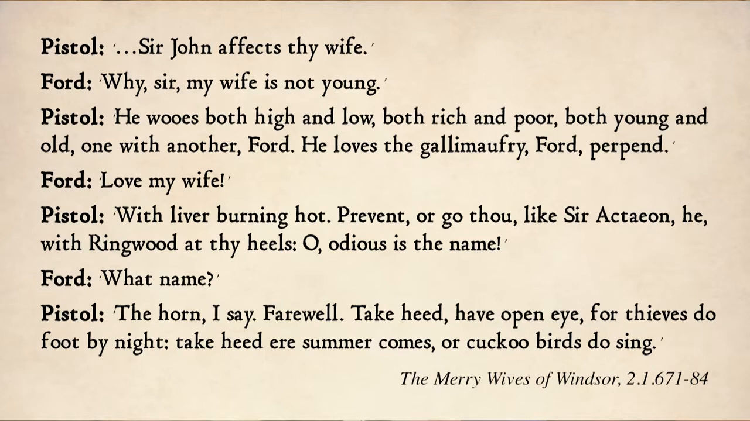"Love my wife," says Ford. And then listen to Pistol's reply. "With liver burning hot, prevent, or go thou like Sir Actaeon, he with ringwood at thy heels." "Oh, odious is the name." "What name, sir?" says Ford. "The horn, I say, farewell. Take heed, have open eye, for thieves do foot by night. Take heed ere summer comes, or cuckoo birds do sing."